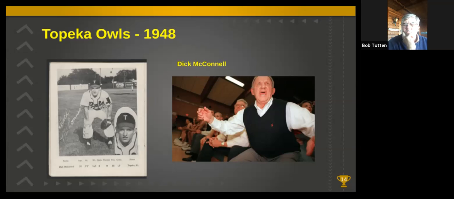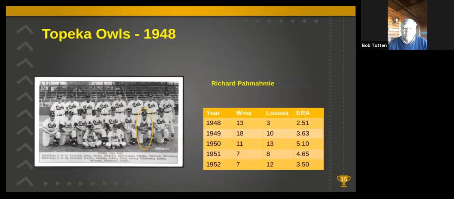Richard Palmami, age 26, was a left-handed pitcher who played 5 years with the Owls. I don't have an individual picture of him, but I circled his photo in the team photo. I think that team photo is from 52. But he pitched for 5 years, from 48 to 52. He was left-handed. Richard Palmami was a Potawatomi Indian from Mayetta. And of course, during his playing career, his nickname was Chief. He was known as Chief Palmami in the newspaper and by his teammates. His best years with the Owls were 48 and 49 when he was 13-3 and 18-10.